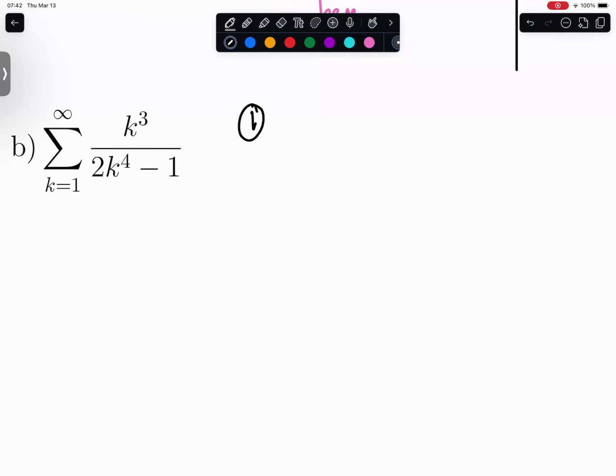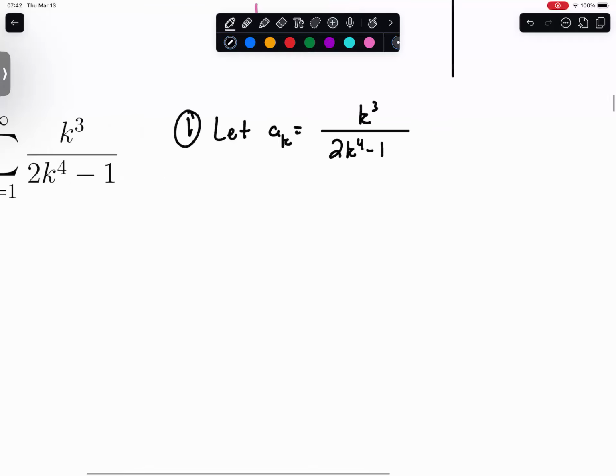So first, we need to give some names to what we will have to work with. The first thing I want to name is the terms of my original series. So I'm going to let a of k be the terms of the original series that I'm working with, the k cubed over 2k to the fourth minus 1.